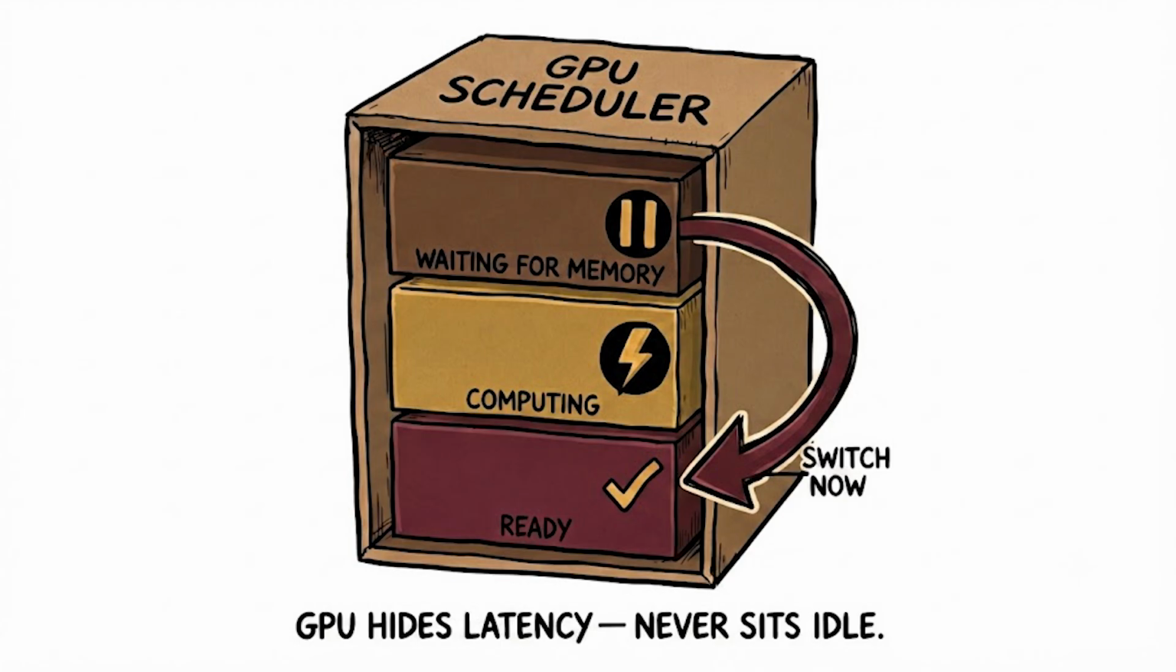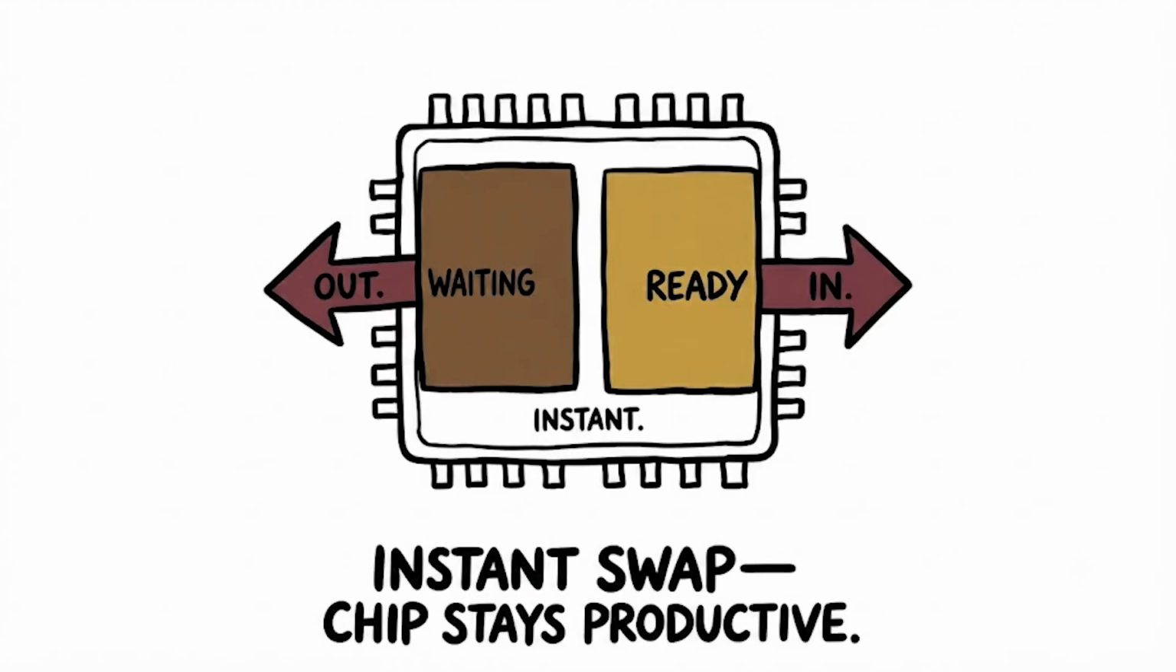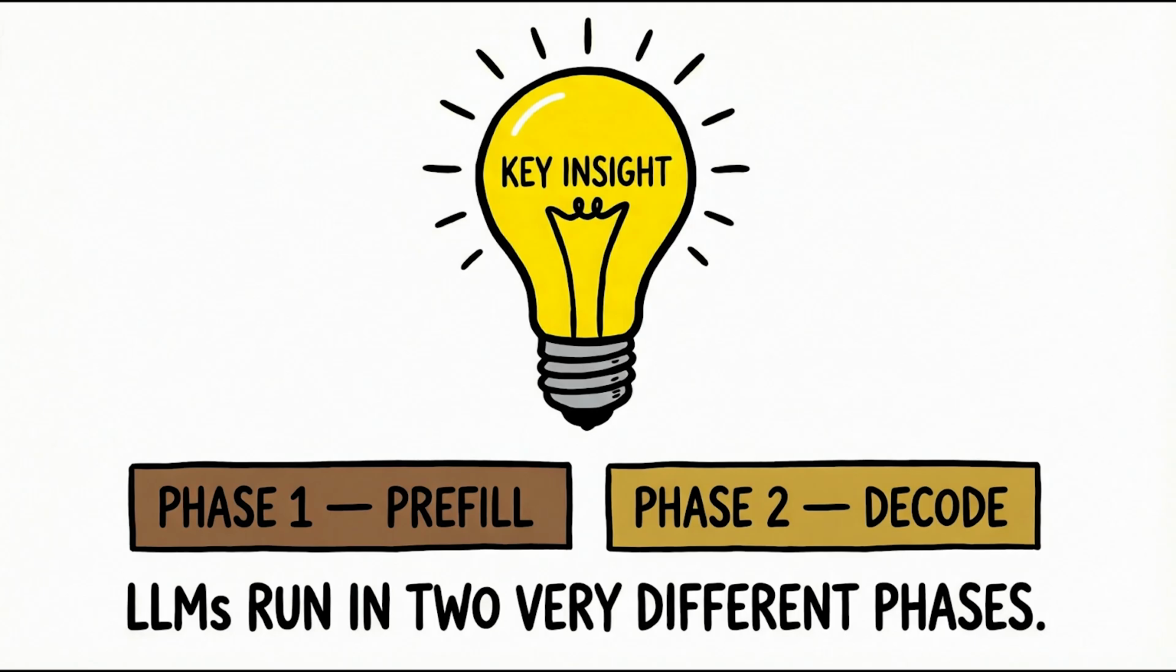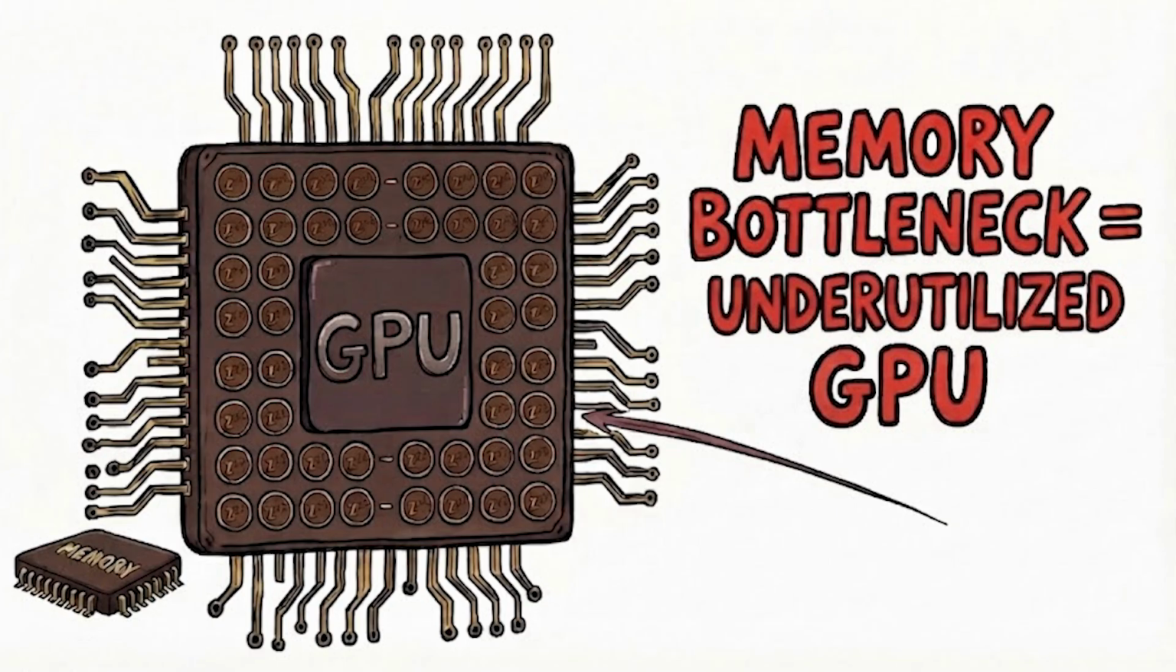GPUs manage latency by keeping many operations in flight at once. When one group of threads is waiting on a memory request, the GPU scheduler immediately switches to another group that is ready to compute. This ensures the chip stays productive while waiting for data to arrive. This leads to an important insight about how LLMs actually run. A GPU might be capable of performing hundreds of trillions of mathematical operations every second, but if it spends most of its time waiting for model weights to arrive from memory, those powerful compute units remain underutilized.